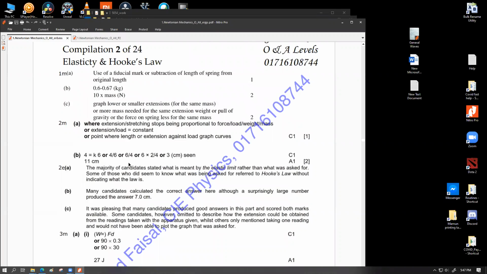Let's have a look at the mark scheme. Graph lower, or smaller extension for the same mass, or more mass needed for the same extension, or weight or pull of gravity or force on spring less for the same mass.